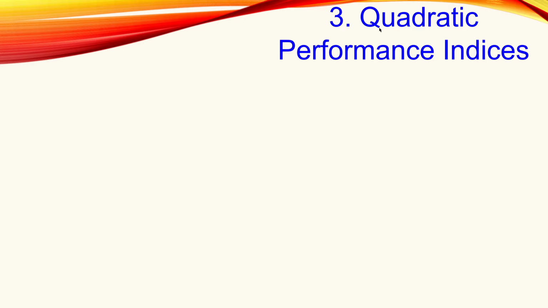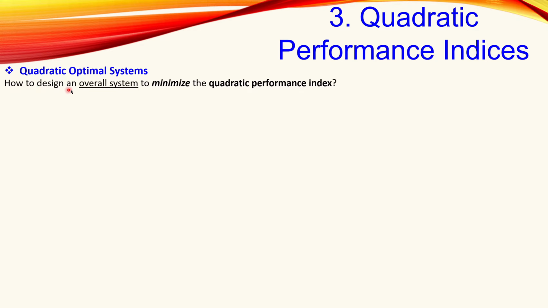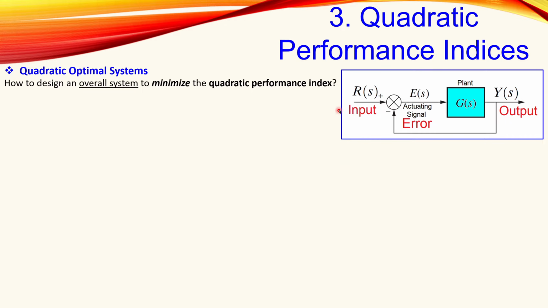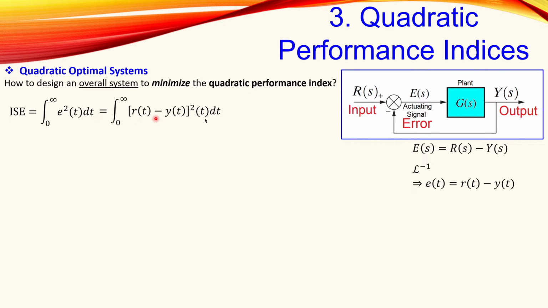Okay. Now let's go to the next topic, which is about the quadratic performance indices. Now we have an optimal system. So how do we design an optimal overall system to minimize the quadratic performance index? Again, our diagram of a unity gain feedback with our input, output, and the error. Error is given by this in the Laplace domain, and in the time domain it is given by this expression. So if I look at ISE, again the integration of the square of that error, you will have this expression. So we have the (r minus y) squared quantity.